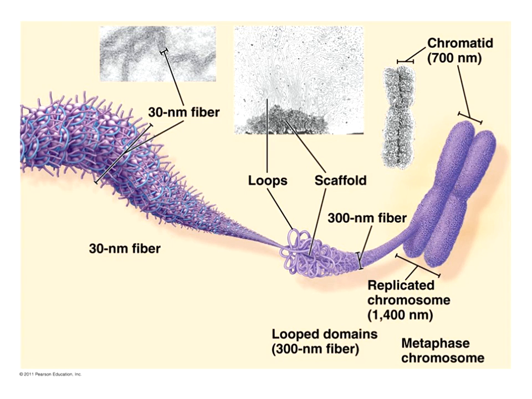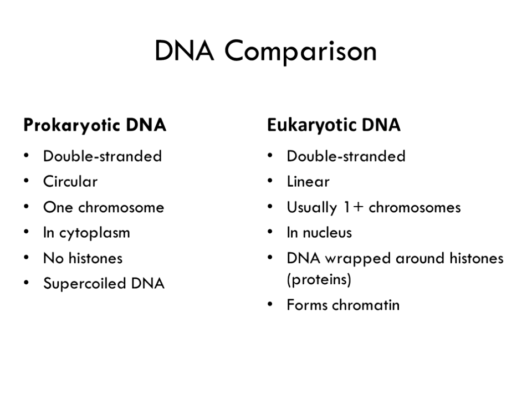So you can see here we have the chromosome being formed by this looping and scaffolding of these nucleosomes being wrapped because of the wrapping around those histones.